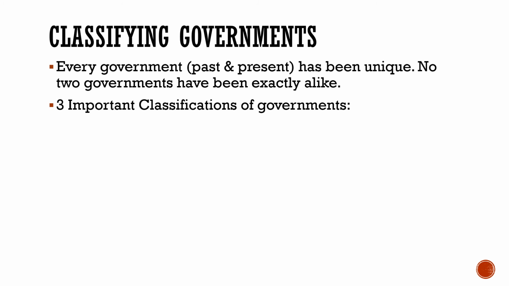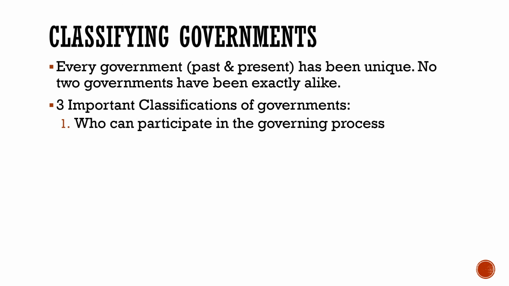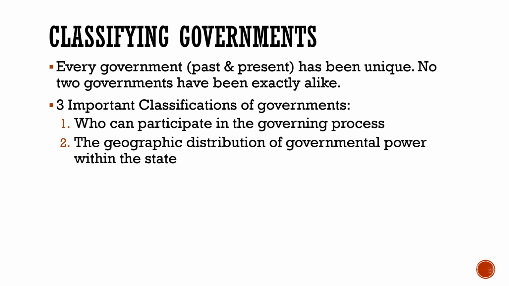There are 3 important classifications of government. So we use these 3 points to classify governments. They are the most bare basics when classifying. First, who can participate in the governing process? Is anybody available? Is it only a certain elite, or is it one person, or is it by birth, etc.? Who can participate?